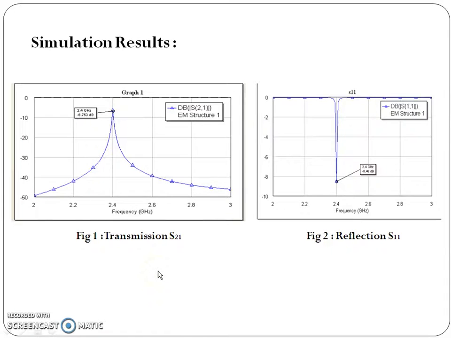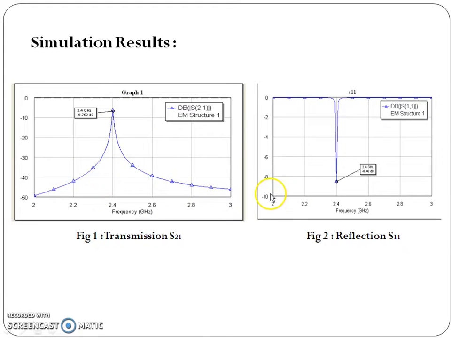The structure here is designed to resonate at 2.5 gigahertz, which we can observe from the S21 parameter. This is the transmission parameter S21, which means the power is being transmitted from port 1 to port 2. At the resonating frequency of 2.5 gigahertz, we expect the power delivered to port 2 to be high, or maximum, and at the rest of the frequencies it is low.